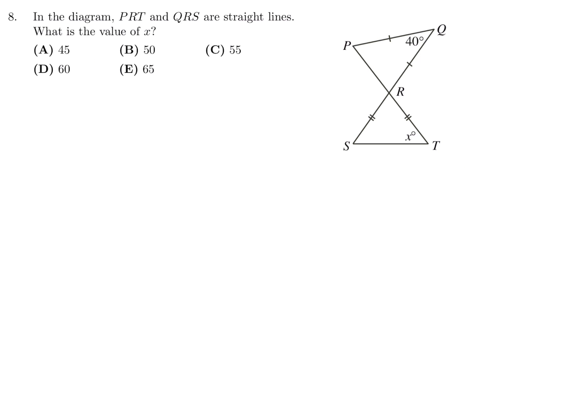In the diagram, PRT and QRS are straight lines. What is the value of x? So these symbols mean that that is an isosceles triangle where that side is equal to that side. So I'll just label this y, and therefore that is y, right? That's the property. Those two angles will be the same in an isosceles triangle. So that means that 2y plus 40 is equal to 180, and therefore 2y is equal to 140, and therefore y is 70. So there we go.